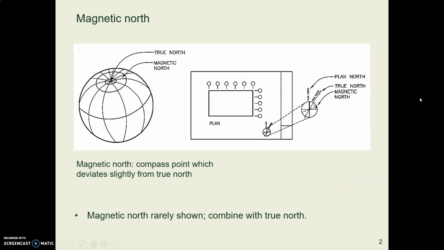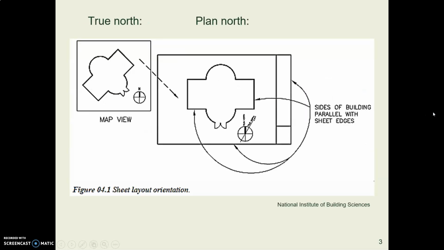True north is different from magnetic north. Magnetic north is where your compass points, and because the Earth has a liquid iron core that's always sloshing around, the magnetic north is constantly on the move, so it never stays in the same spot. And we do not list magnetic north on our drawings. We just list true north and another thing called plan north.